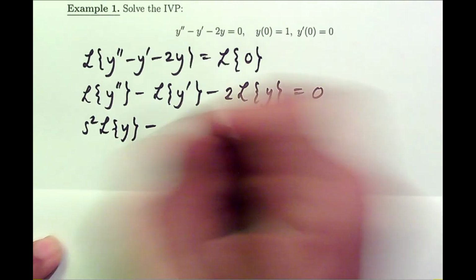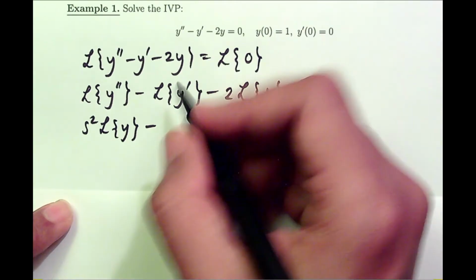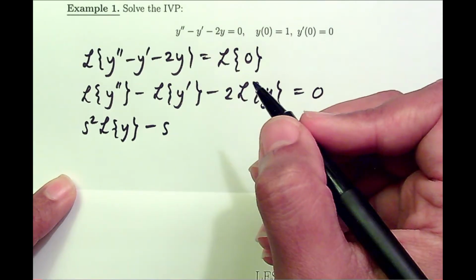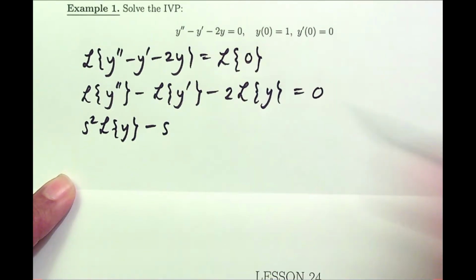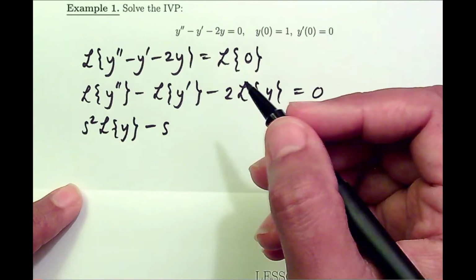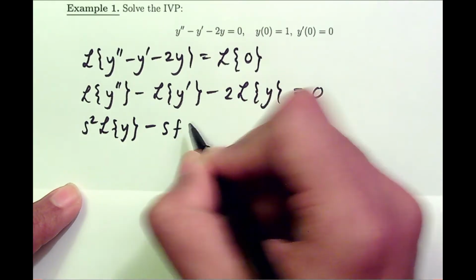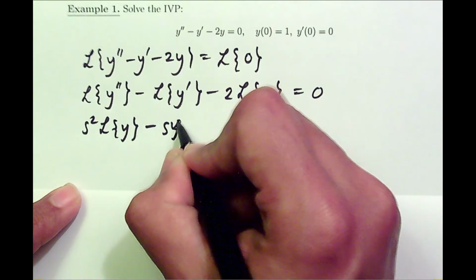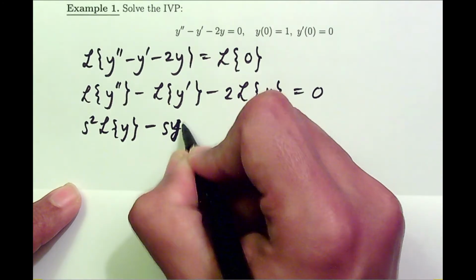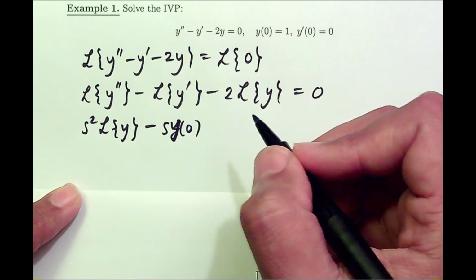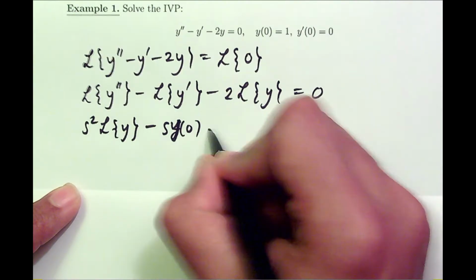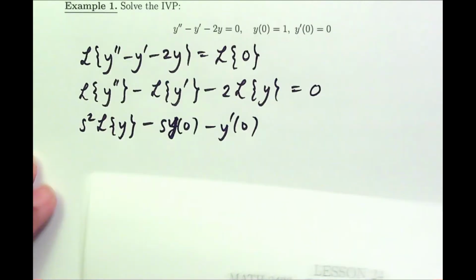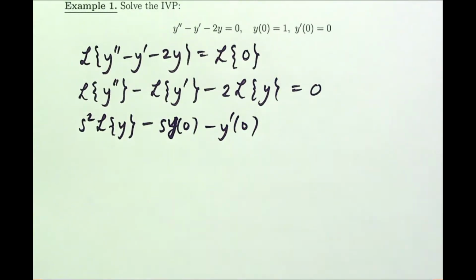minus, and then the exponent of s reduces, s to the 1, and then this is going to be f of 0. I mean, not f, y, because we're using y. y of 0 minus y prime of 0. Okay, that's what the formula gives us.